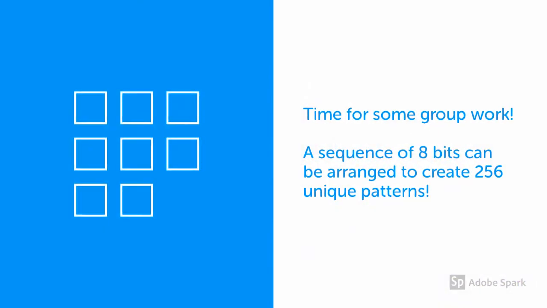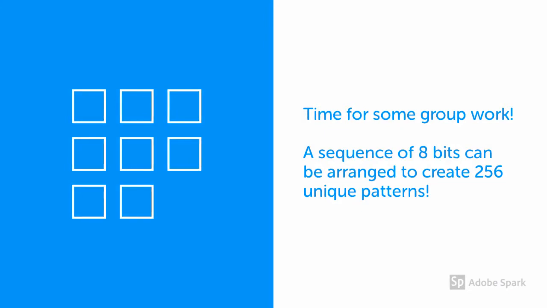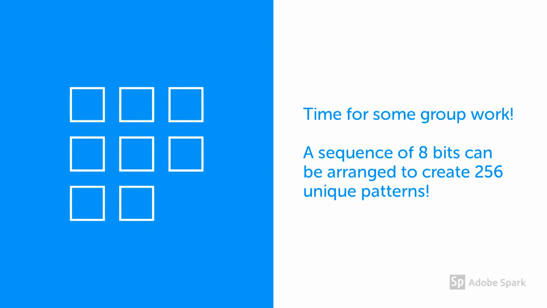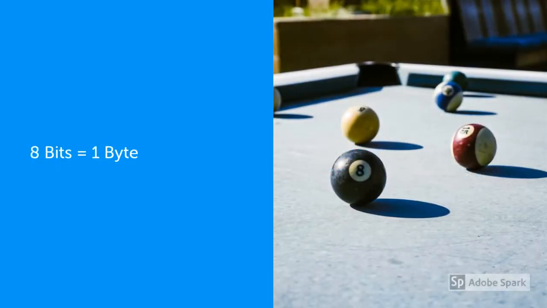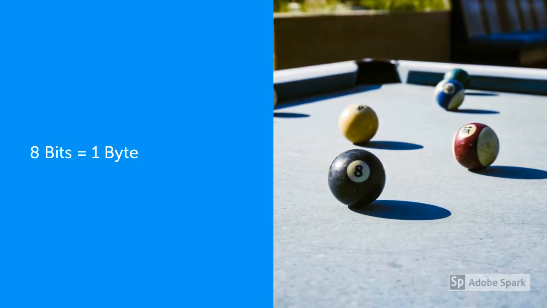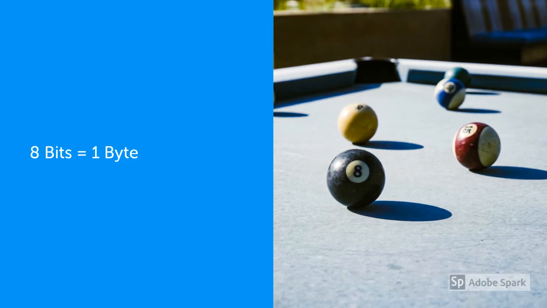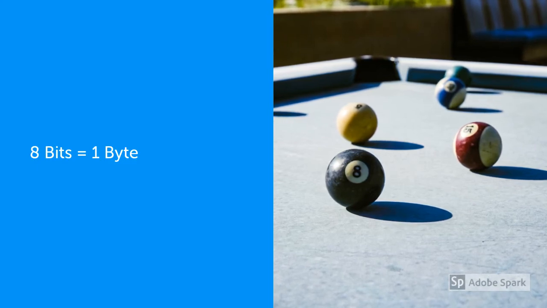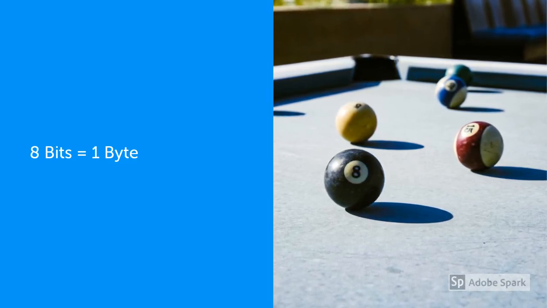Things start to get interesting when we take a bit all by itself and we put it into a group of 8 bits. Now suddenly we have the ability to arrange those 8 bits into 256 unique patterns. Now this is important because if we have a group of 8 bits, we can give that a new name and call it a byte. 1 byte is equal to 8 bits.